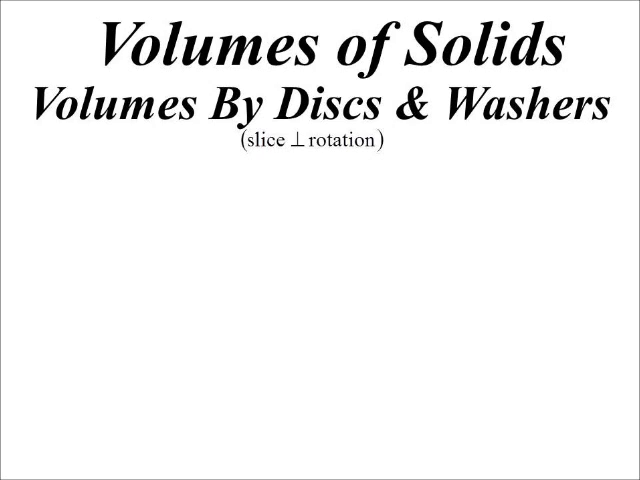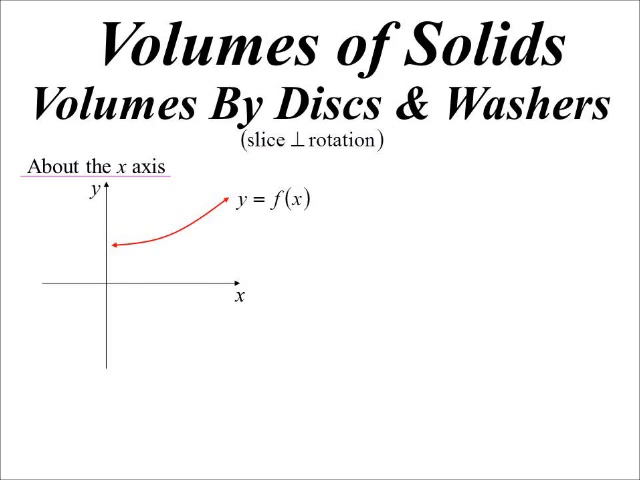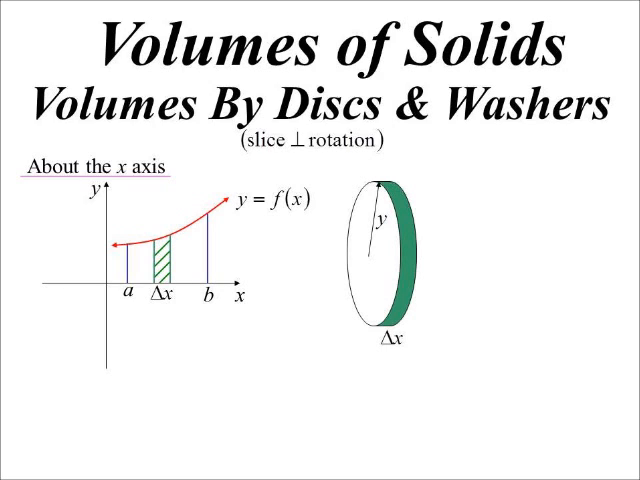So let's have a look at something going around the x-axis. Here is a random curve, and we're going to find the volume from A to B around the x-axis. So my slice is going to be perpendicular, so it'll be a vertical slice. So I'm just going to, there it is. And what we do is we just investigate one of those slices. Now when I rotate it, I'll get a disc.